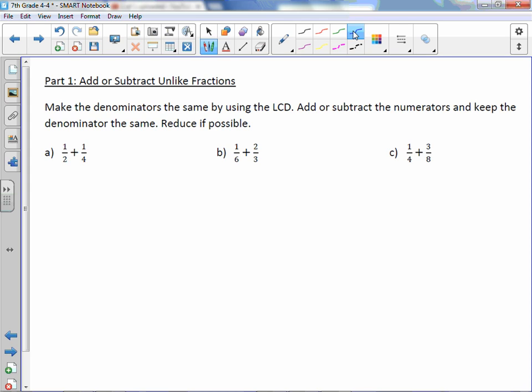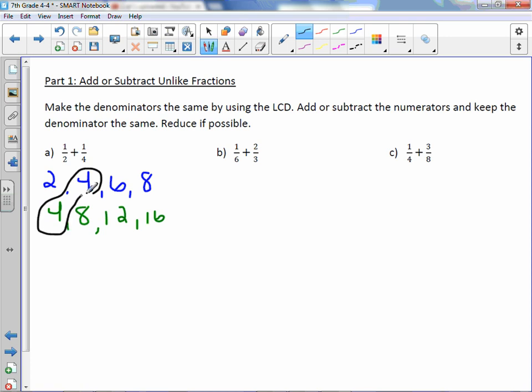So if I have the denominators 2 and 4, I'm going to write out some multiples. 2, 4, 6, 8, and then multiples of 4: 4, 8, 12, 16. The smallest multiple they have in common is 4. Therefore, 4 is the least common multiple. I need to make both denominators 4. Well, this one is already 4, so I'm going to multiply numerator and denominator by 1, so it remains the same, and I get 1/4.